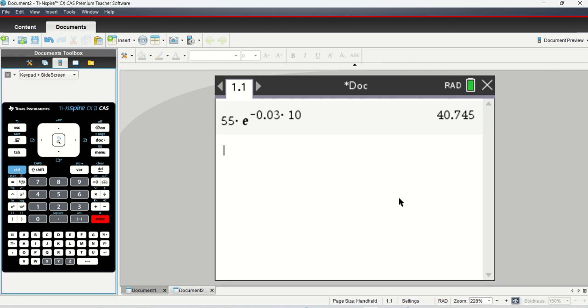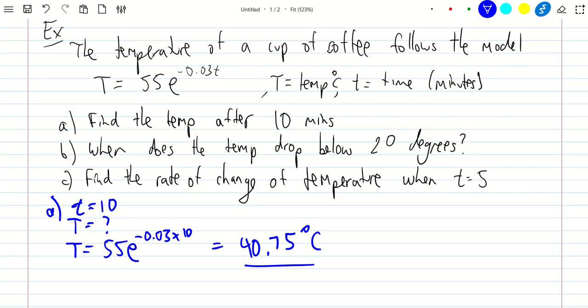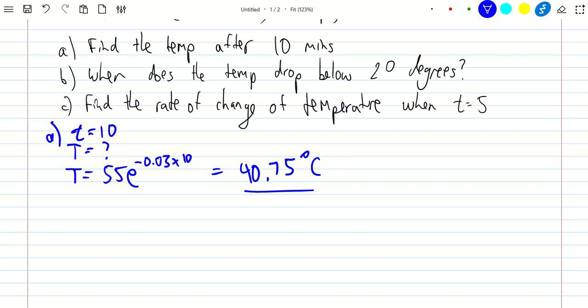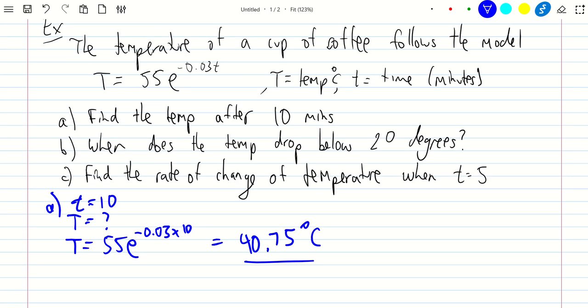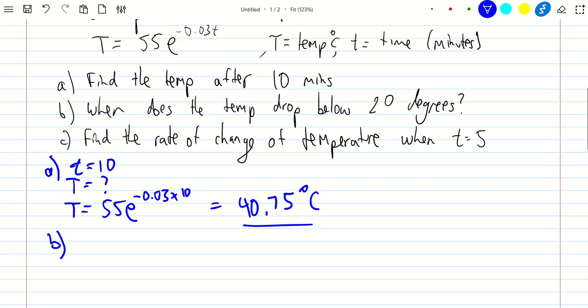The question didn't ask to round it off to anything, so I'll just do 2 decimal places. The question will always tell you how many decimal places you should do it to. So here we go, 40.75. We need to put our temperature is measured in degrees Celsius. So my answer is 40.75. Nice and easy, onwards and upwards. So that sort of makes sense. It started off at 55 degrees. After 10 minutes, it's dropped to 40 degrees. So the cup of coffee is getting cold.